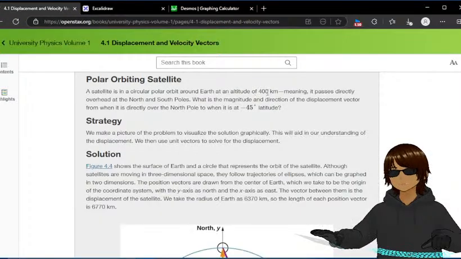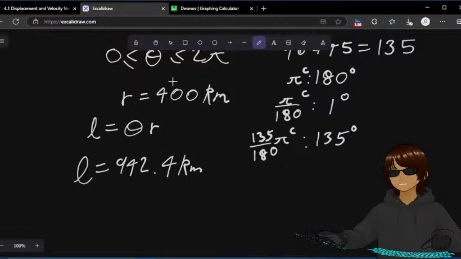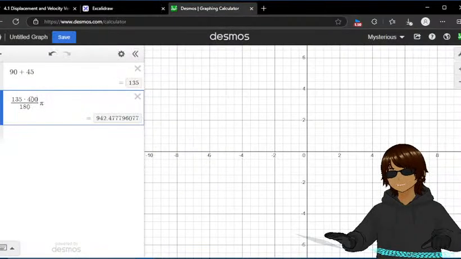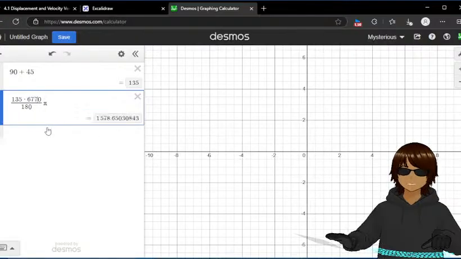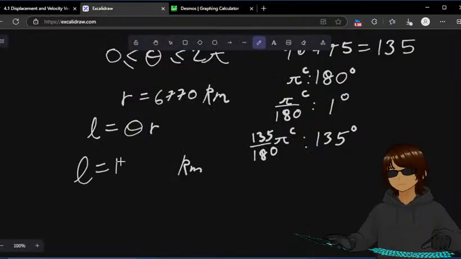It has an altitude of 400. Oh no, wait, I got it wrong. We take the radius of the Earth as 6370 kilometers. So the length of each position vector is 6770 kilometers. 400 is wrong. It's 6770. Then that means this is wrong. 6770 gives 15951.4.